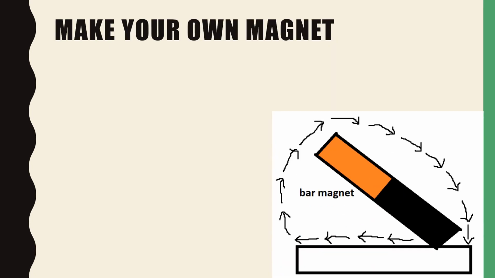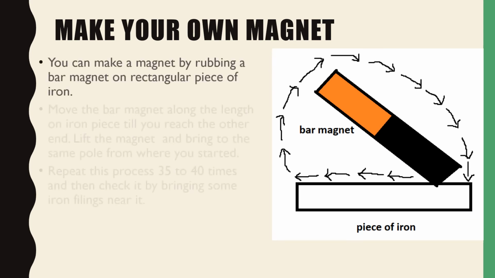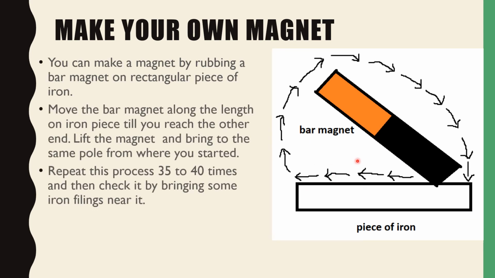Make your own magnet. How can you make your own magnet? You can take a bar magnet and a piece of iron, and rub the bar magnet on the piece of iron in the same direction, like this. You can make a magnet by rubbing a bar magnet on a rectangular piece of iron. Move the bar magnet along the length of the iron piece till you reach the other end.